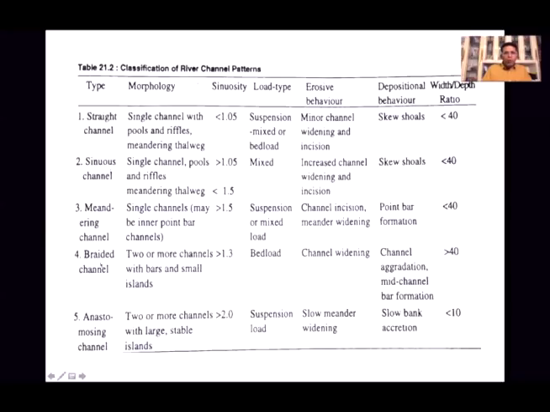Now there are 2 more values here. In the meandering, we can have some variations also. So braided channel, it is more than 1.4. Anastomosing, I'll talk about that. It is very high. Sinuosity, it is more than 2. By the way, I'll ask you some questions here. Yeah, please, all of you listen to me.